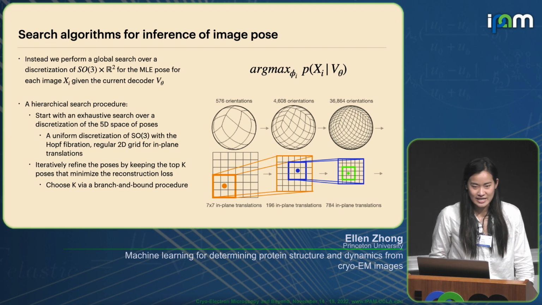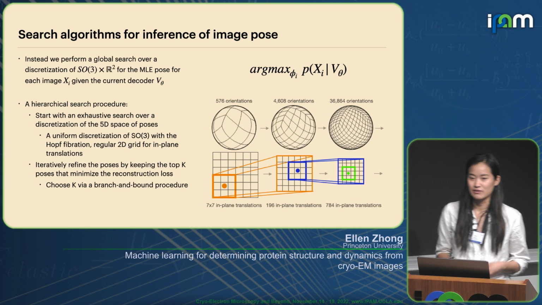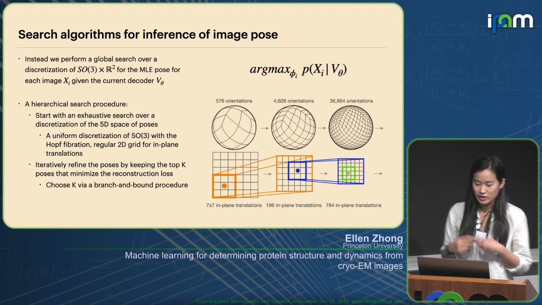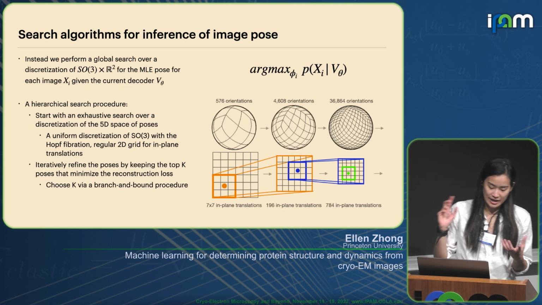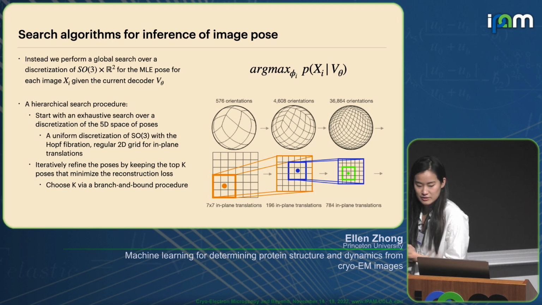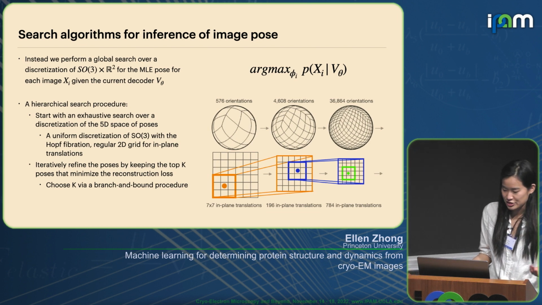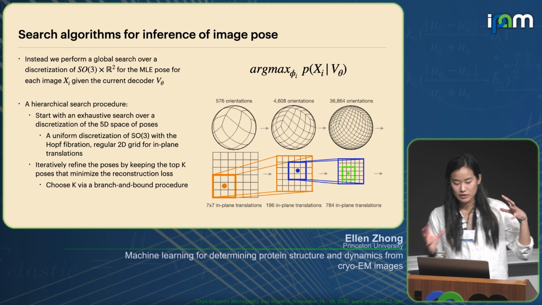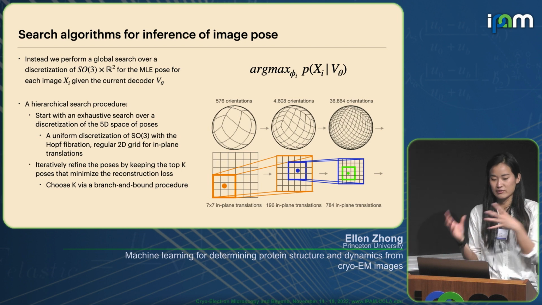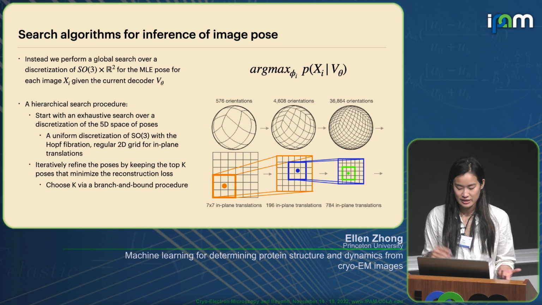So we take a hint from the rich literature in traditional reconstruction algorithms and do an explicit or exhaustive search. Given the current decoder, we run a search algorithm over the five-dimensional space of possible poses to get the best possible pose for that particular image. This has two features. The first is a hierarchical search procedure where we start with a relatively coarse grid and then successively refine that, keeping the top K poses. You can choose K via a branch and bound procedure, or you can just set it to be fixed.